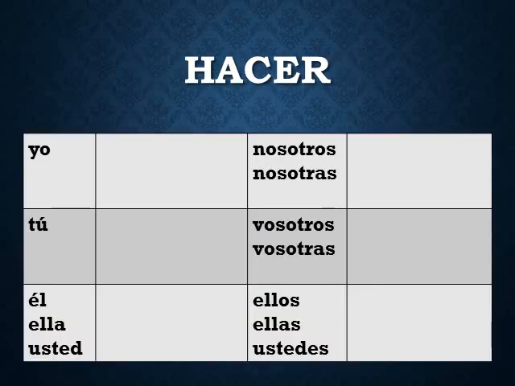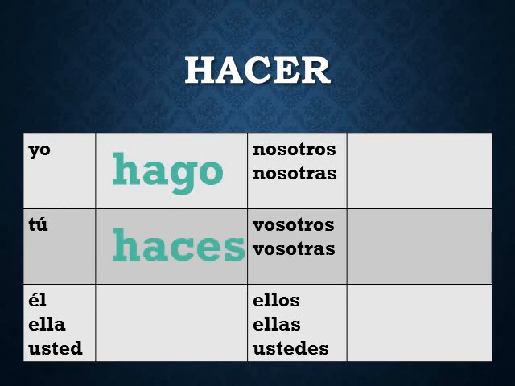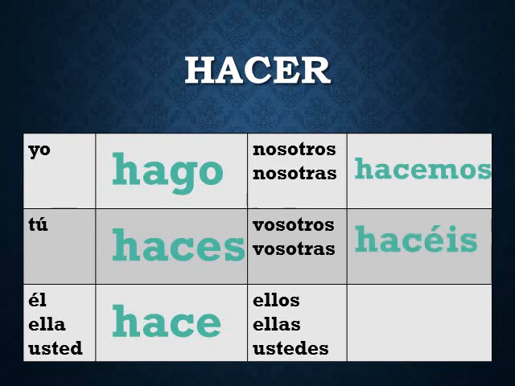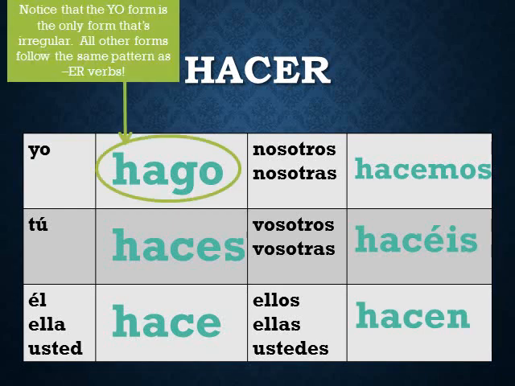So the verb hacer, the yo form is hago, then the tú form is haces, él form is hace, nosotros form is hacemos, vosotros form is hacéis, and then the ellos, ellas, ustedes form is hacen. Okay? Notice that the yo form is the only form that's irregular. All other forms follow that same pattern as the ER verbs. Okay? So we take off the ER from hacer, we're left with HAC, and then we add our endings to all the other forms. Okay? So the yo form is the only one that's irregular.